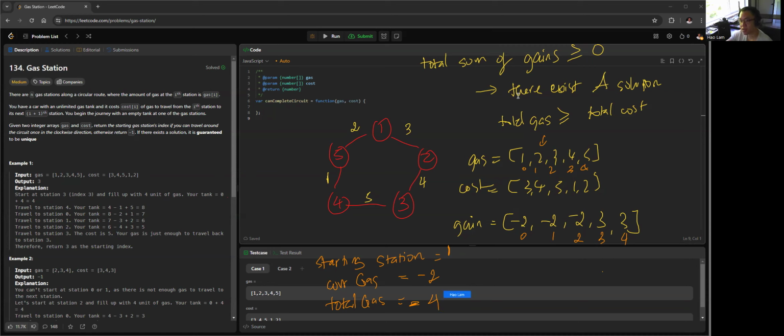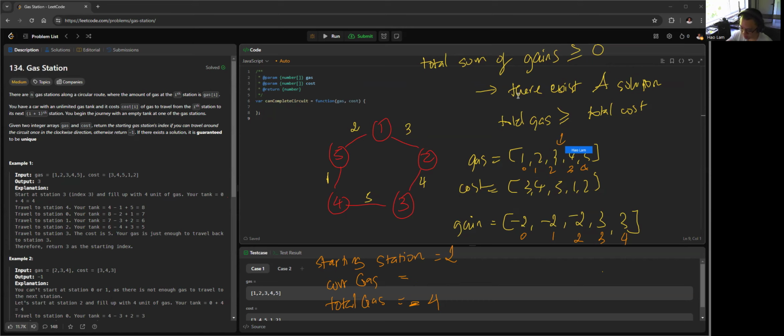The current gas in the tank is negative, which means if we start here, we cannot get to the next gas station, right? So there's no point of starting here. So we set our current gas back to 0 and update our starting position to the next station, right?